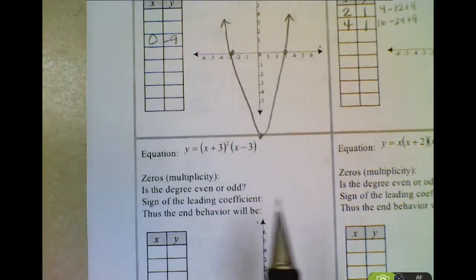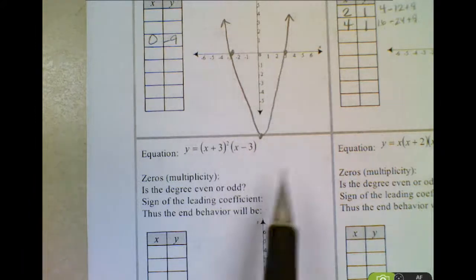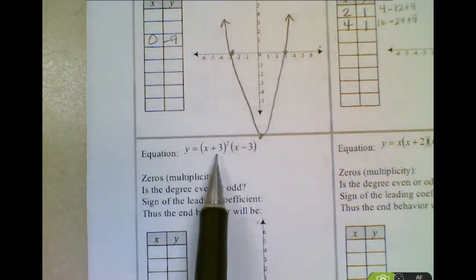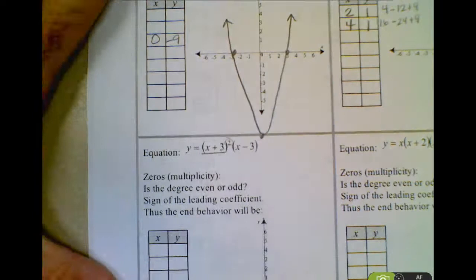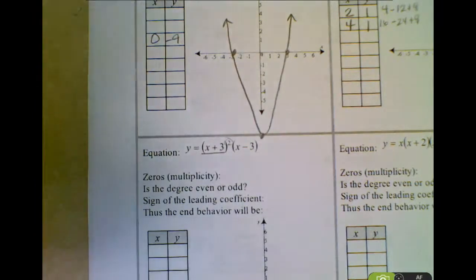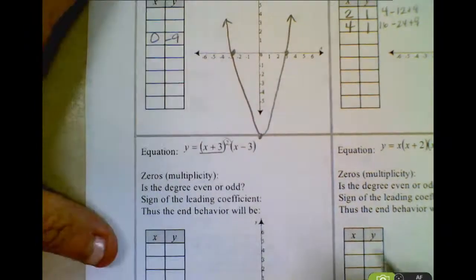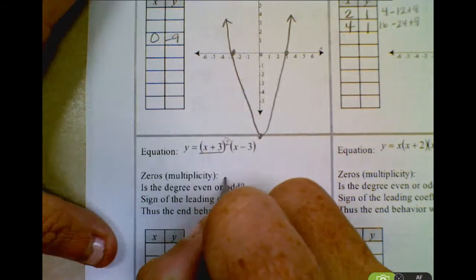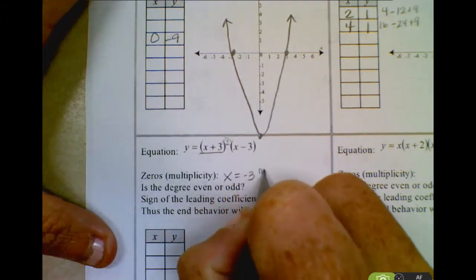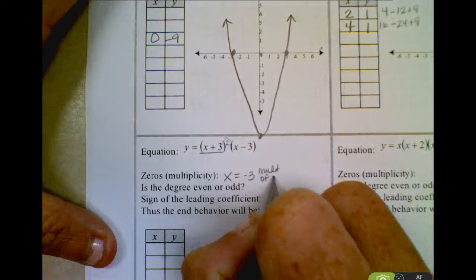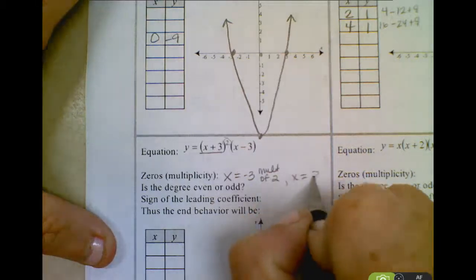Okay, so the bottom two equations are already factored for us kindly. So our zeros, do we have any multiplicity going on? That occurs when you have one factor that is occurring twice. So you have it squared, to the 4th power, to the 5th power, and it's happening twice. So we have zeros at x equals negative 3, and that has a multiplicity of 2. And then we have a zero at x equals 3.